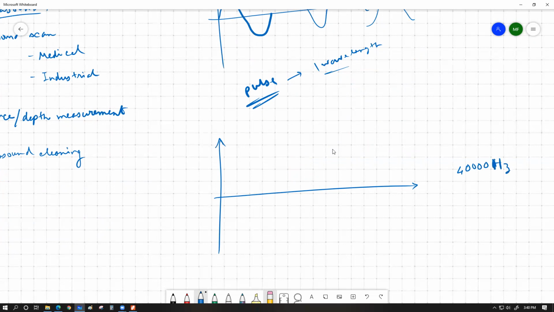and this is the frequency of the ultrasound, 40,000 hertz, and let's say the frequency of the signal is maybe 100 hertz. Now, what does this mean?